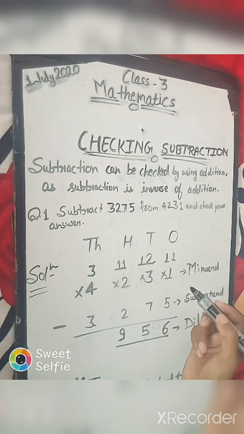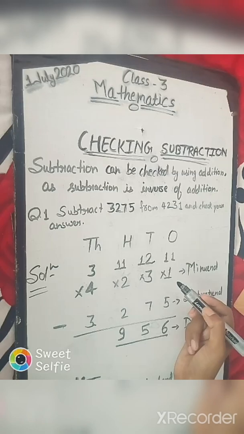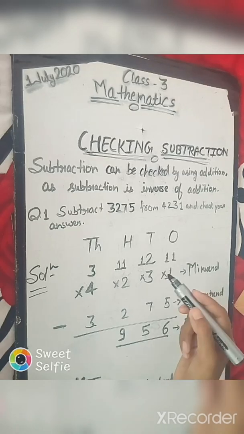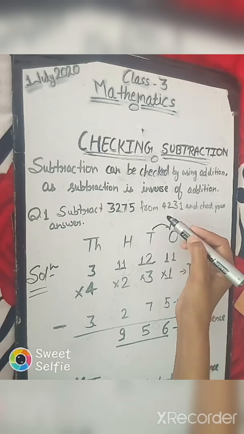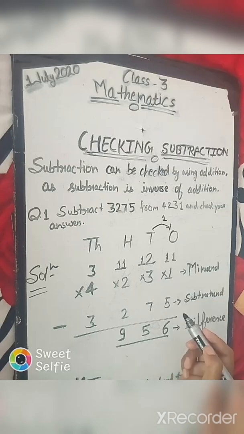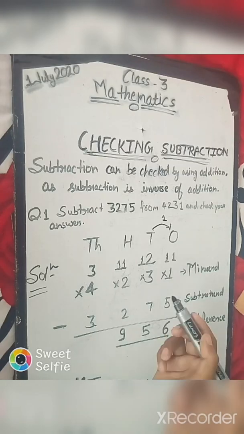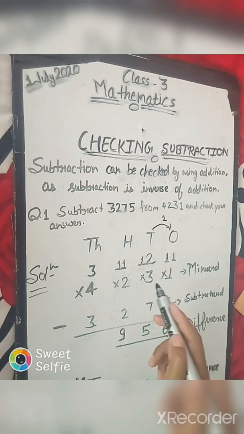At ones place we have to subtract 5 ones from 1 one. So we know it is not possible. So we will carry from 10. So tens will give 1 tens, 2 ones. So here will be 11, and now we can subtract it. 11 minus 5 is 6. Okay, and at tens place 3 has given 1 to ones.